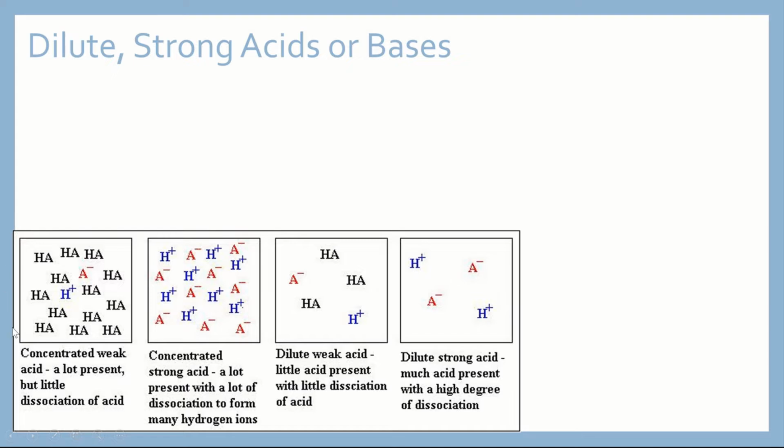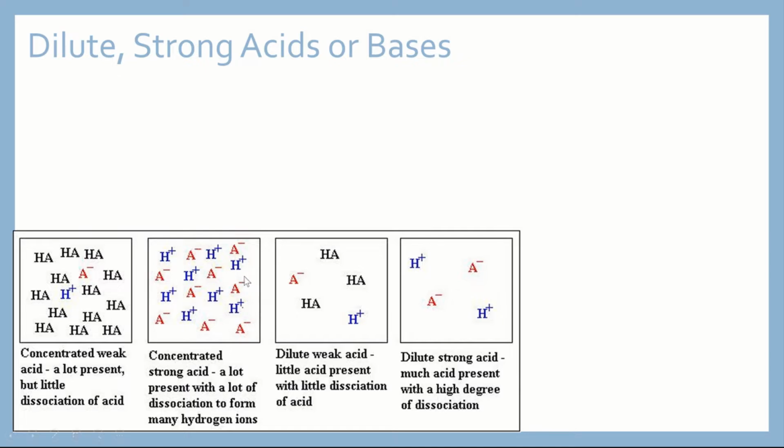Both of the first two pictures show concentrated acids. They're concentrated because they both have a lot of the acid there. That's what a high concentration means. One of them, though, is a weak acid. So weak and concentrated are not the same thing, and weak and dilute are not the same thing. And similarly, strong and concentrated are not the same terms. We're talking about acids and bases.